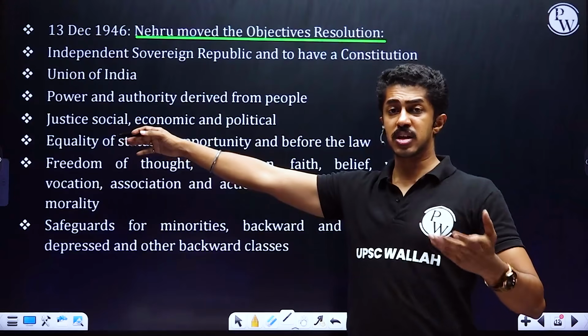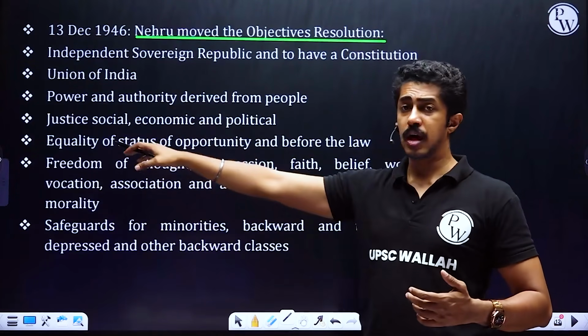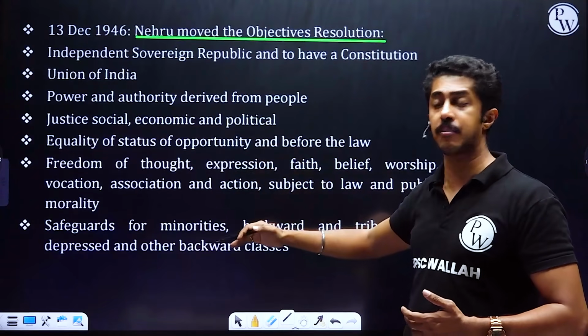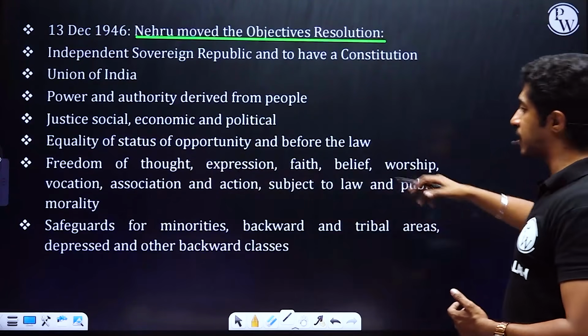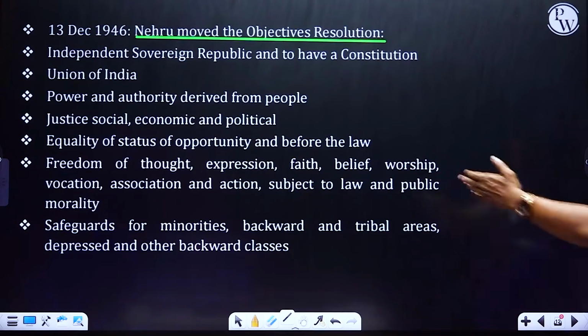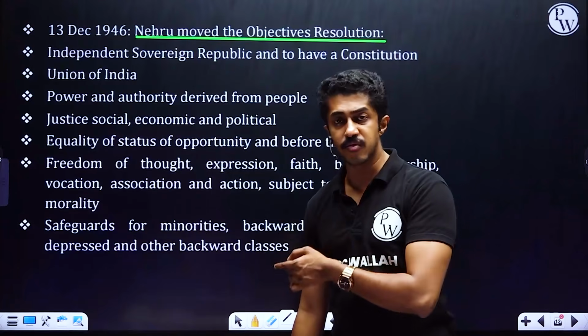Justice, to ensure justice of what type of justice? Social, economic and political justice. Equality of status, of opportunity and before the law. Again, all these you will see in the preamble. Freedom of thought, expression, faith, belief, worship, vocation, association and action subject to law and public morality. Safeguards for minority, backward and tribal area, depressed and other backward classes. You can see its influence in DPSP.